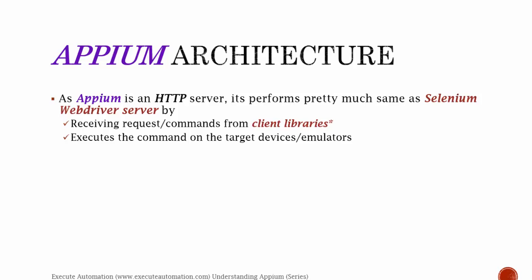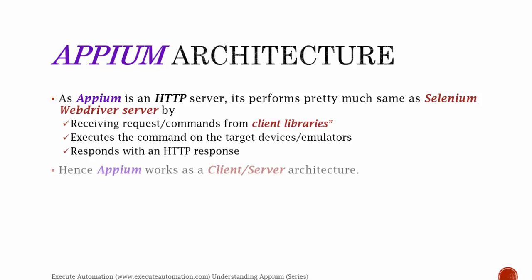So the devices can be your real device like an Apple iPhone or your Samsung Galaxy phone as well. It can be a real device, or it can be an emulator or a simulator based on your Android or iOS operating system. Similarly, it responds with an HTTP response. So the response from these devices is going to be HTTP. Well, Appium works as a client-server architecture. So this is the actual working architecture of Appium in a very simple sense.